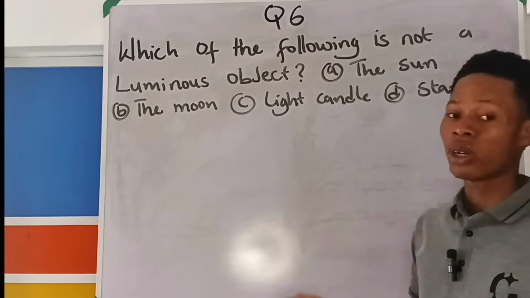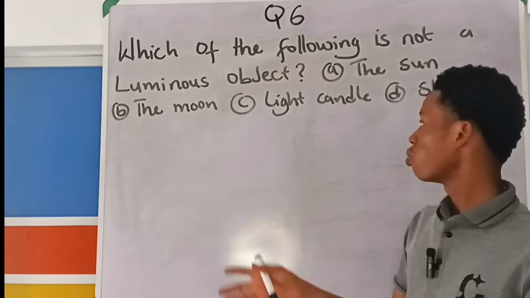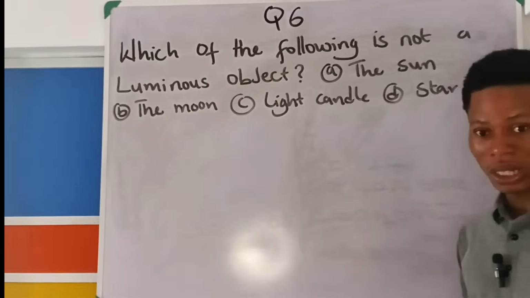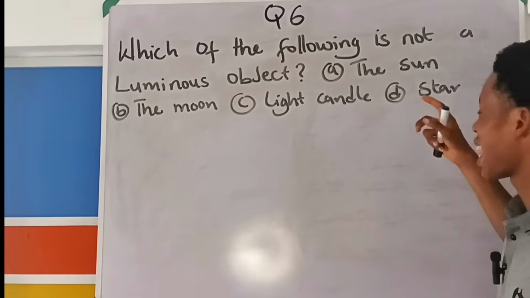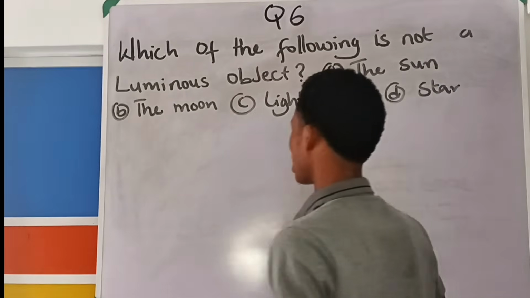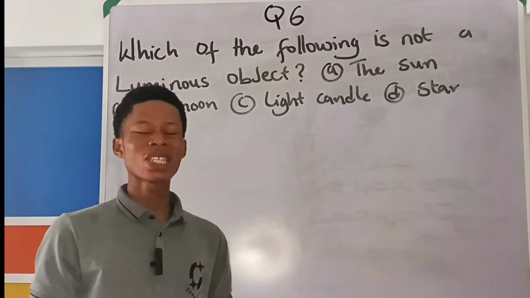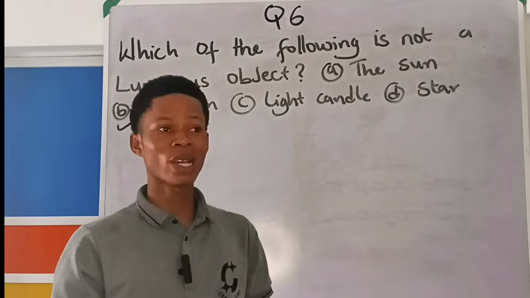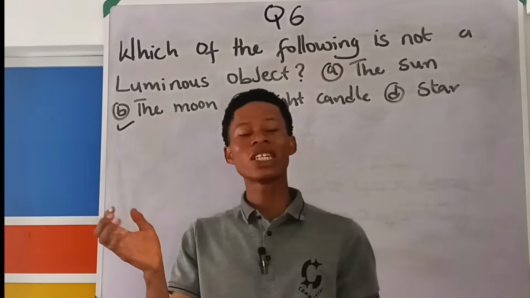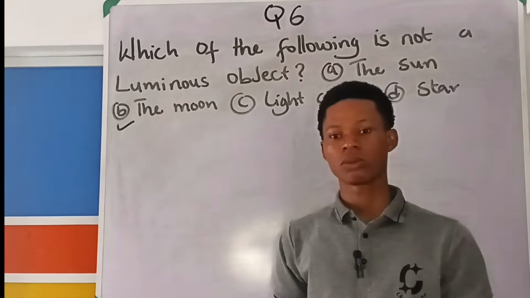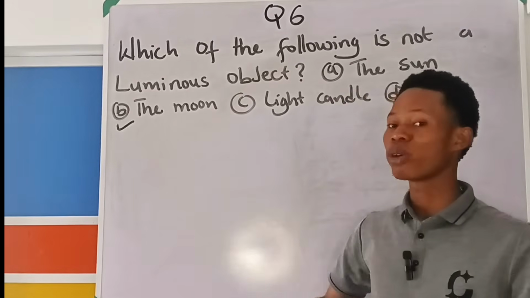The sun has its own light that it gives out. What of the moon? What of light candle? Light candle has its own light that it gives out. Star has its own light that it gives out. But the moon is not a luminous object, because the light we see from the moon is not produced by the moon. That light we see is actually a reflection from the sun. So the moon does not produce its own light.